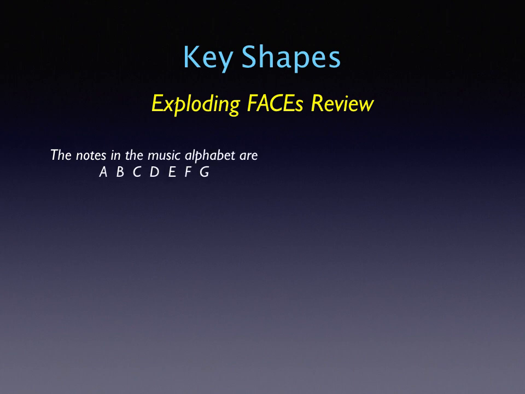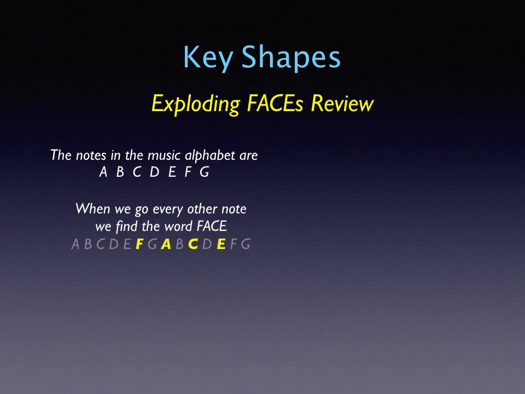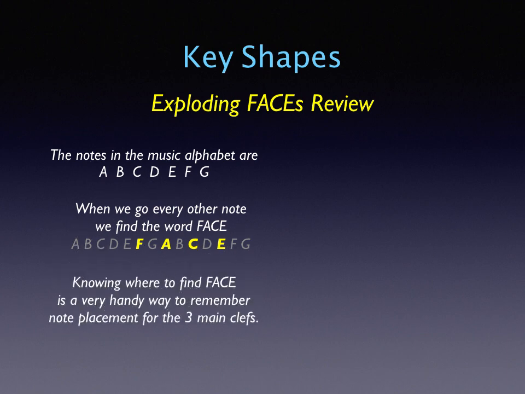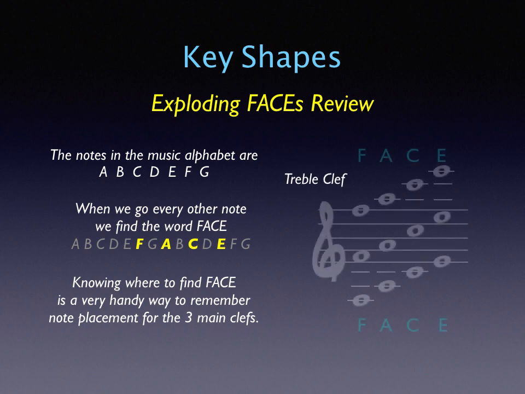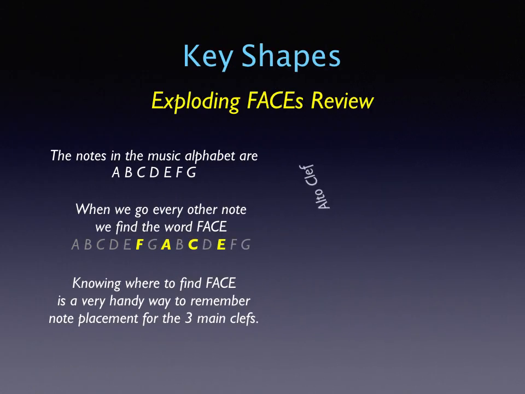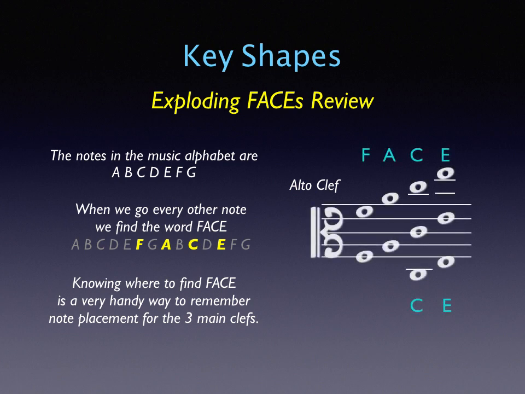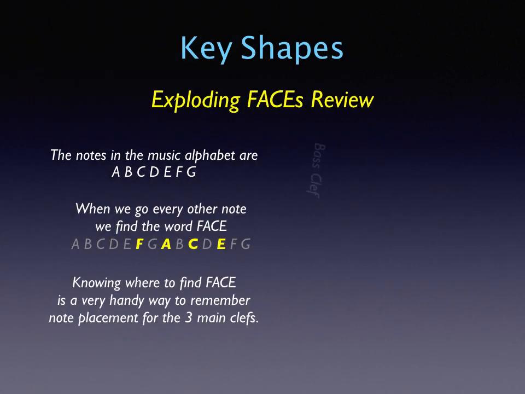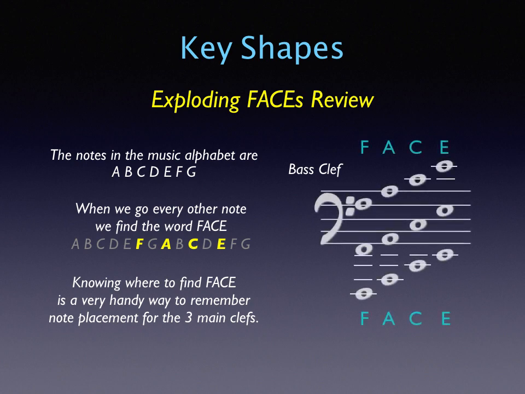Exploding faces review. The notes in the music alphabet are A, B, C, D, E, F, G. When we go every other note, we find the word face. Knowing where to find face is a very handy way to remember note placement for the three main clefs. Treble clef, alto clef, we know that the middle line is C, so the bottom four lines are F, A, C, E. In bass clef, we know that the space below the staff is F.